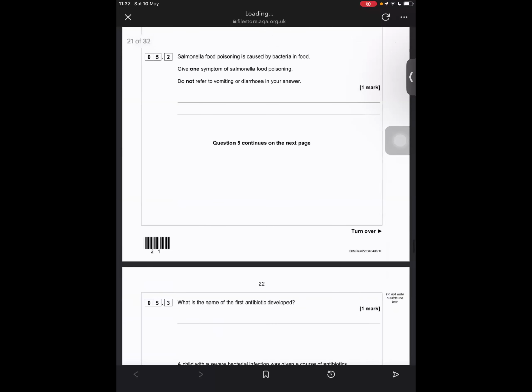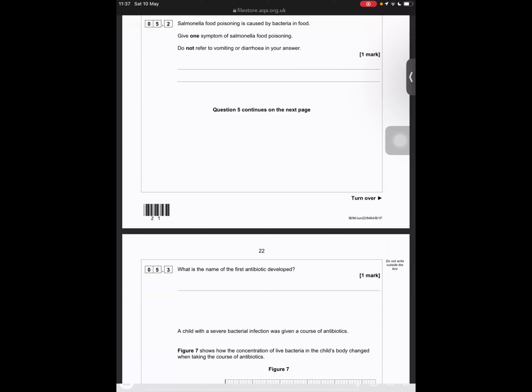Question five continues. We're still talking about bacteria. It says, what's the name of the first antibiotic developed? The name of the first antibiotic. I'm not too sure of this.